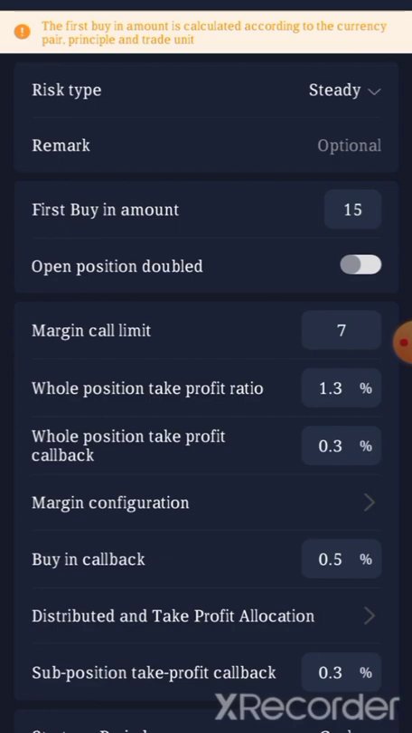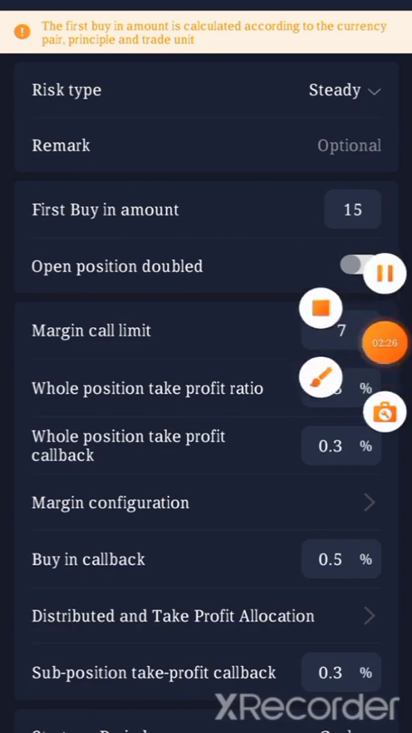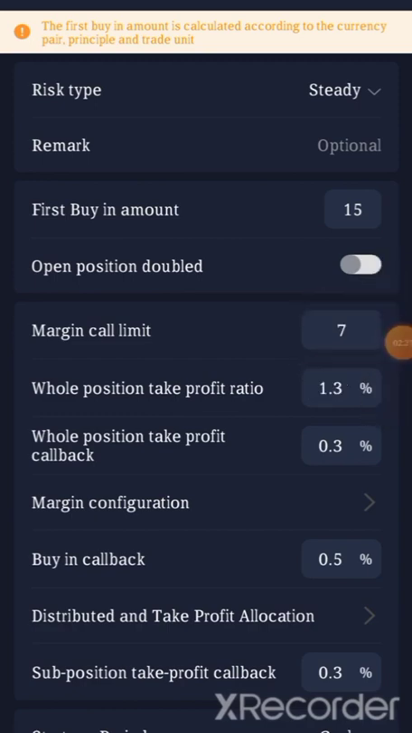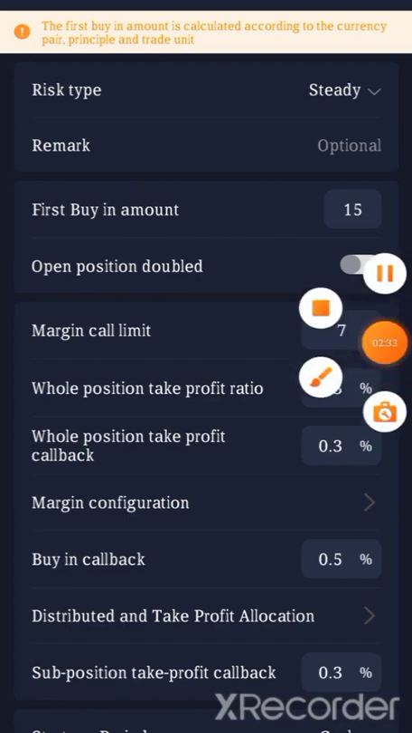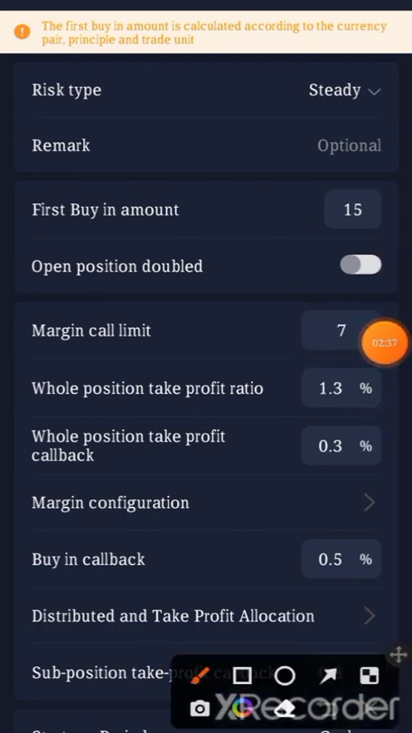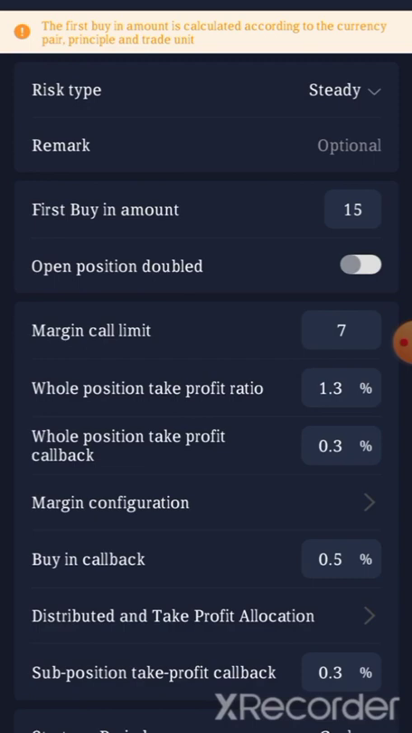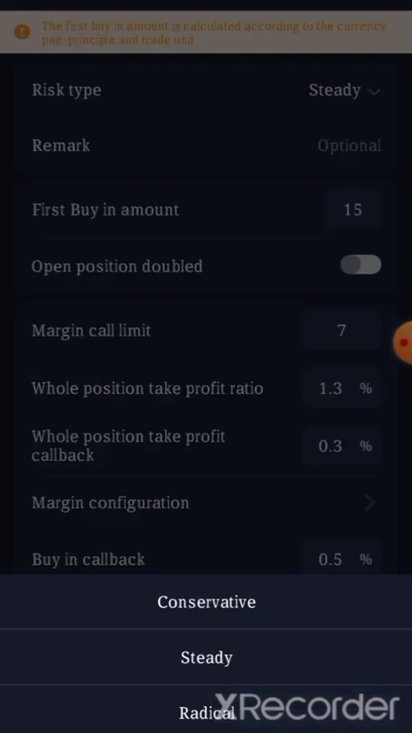Now on this interface, you have a lot of features which I may not go through all at the moment, but I'm going to draw your attention to the risk type. When you tap on that, the one that appears is sometimes the default. To pick your own risk type, you tap on where it is written steady, and you will be presented with about three risk types: conservative, steady, and radical.